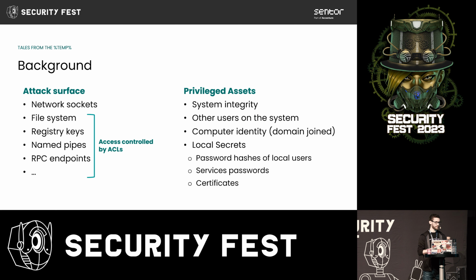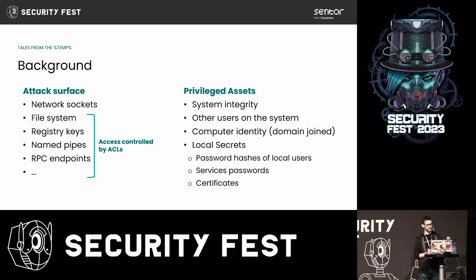And looking a bit at the attack surface, and now I'm talking about the attack surface from a local perspective. A local attacker is already on the system. You have network sockets and all the different generic Windows objects that exist, like the file system, registry, RPC endpoints, named pipes, mail slots, everything. Most of these are controlled by access control lists. So you can set permissions on mostly everything, with the exception of network sockets, which is interesting, because then you only need to connect to a port.